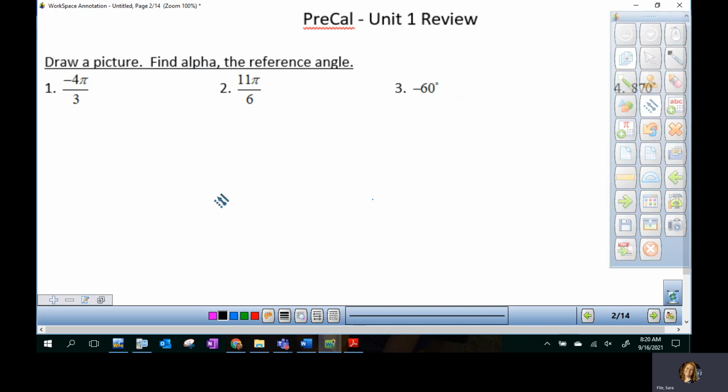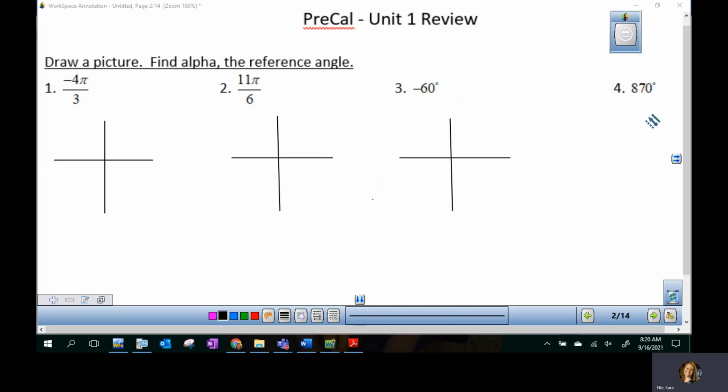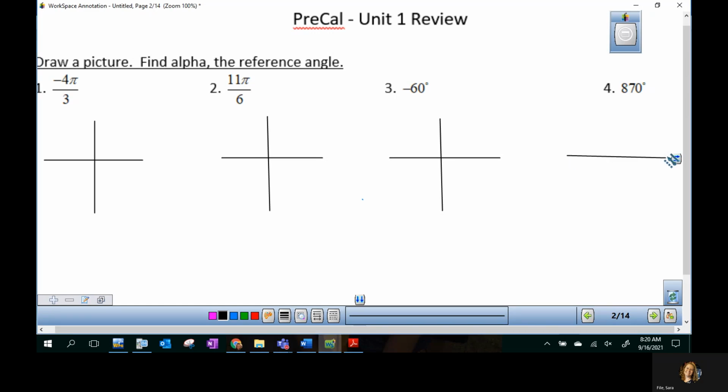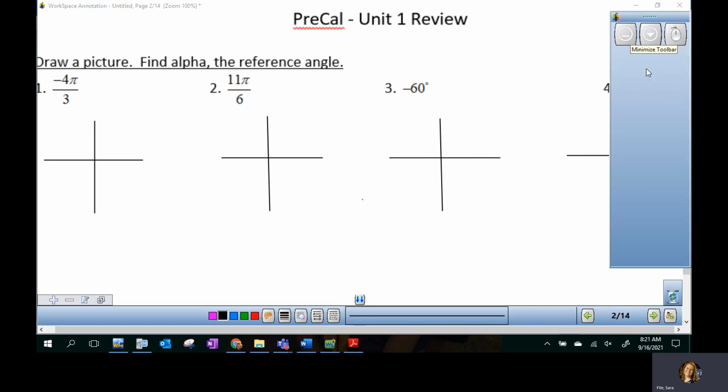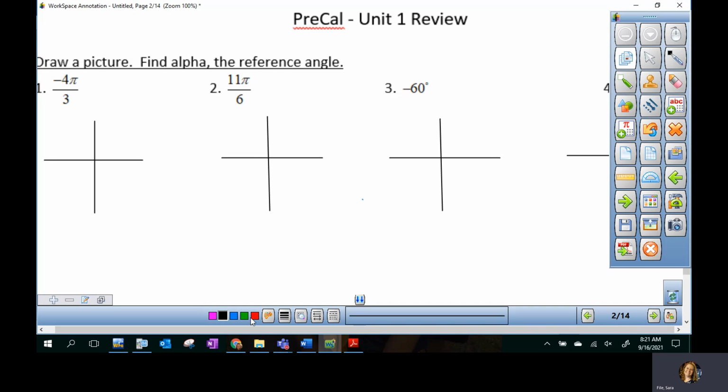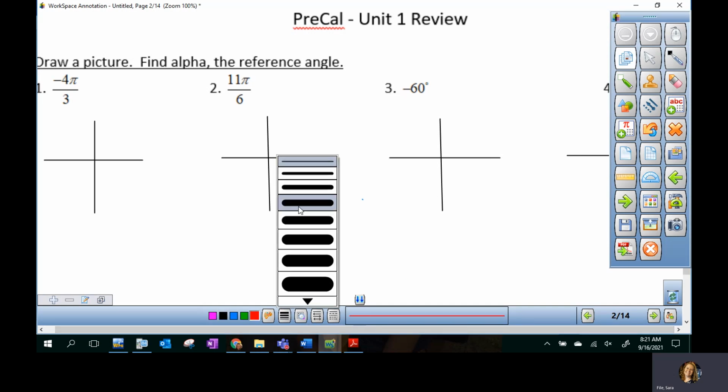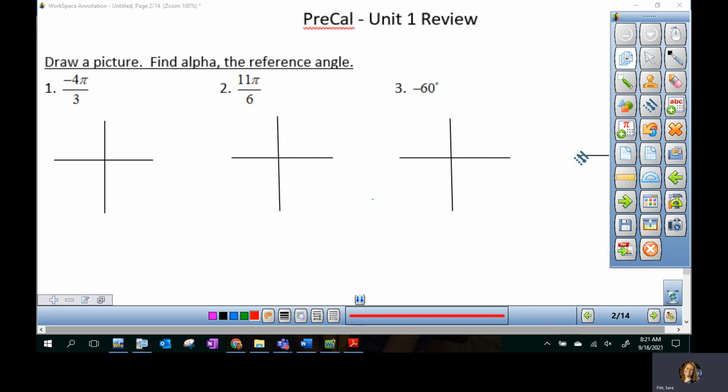So the point of these 4 is to be able to find your angle. Do you know where the angle is? I'm going to go ahead and draw a little XY axis for each of these so I can sketch them. And then know how to find the reference angle. What is a reference angle? It's how far the terminal side of the angle is from the x-axis. It's from the negative or positive side of the x-axis, whichever it's closer to.